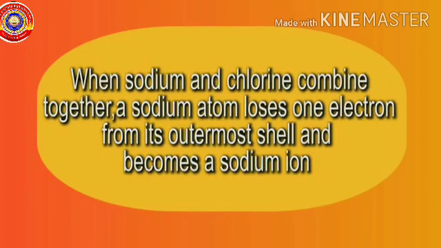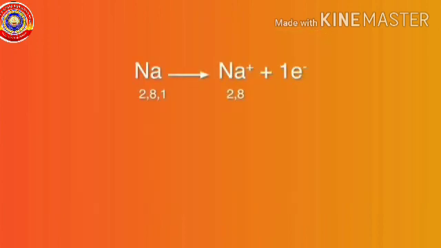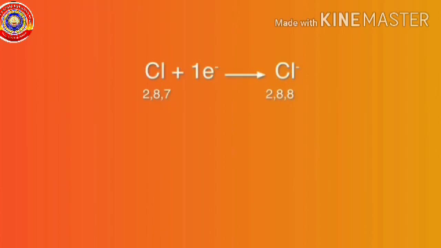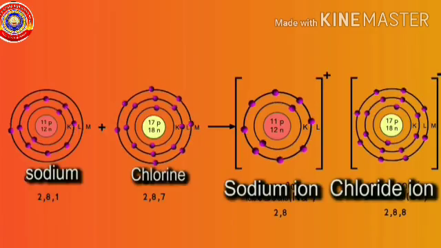During the formation of sodium chloride, sodium loses one electron and becomes sodium ion. The equation can be written as Na gives Na+ plus 1 electron. Chlorine receives 1 electron from sodium atom and becomes chloride ion. Hence the equation is represented as Cl plus 1 electron gives Cl−. Let's see the formation of sodium chloride.